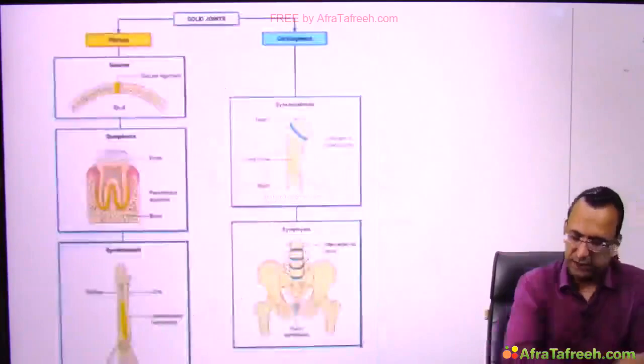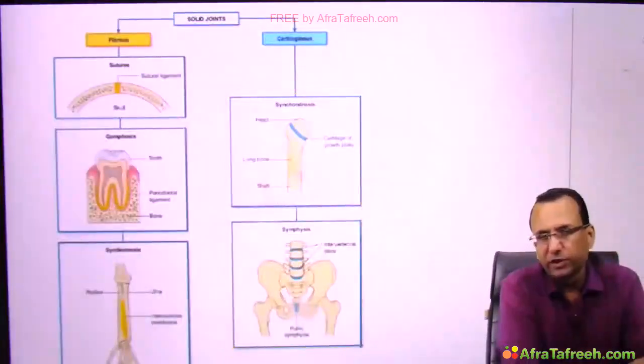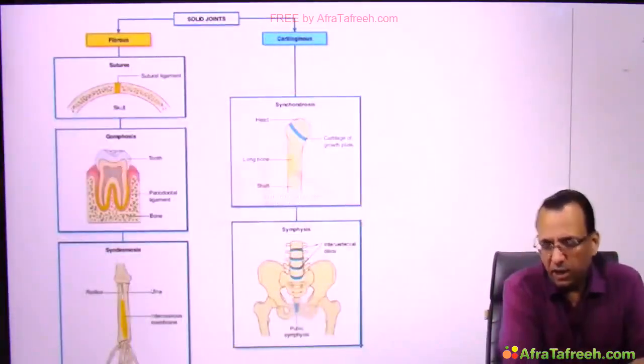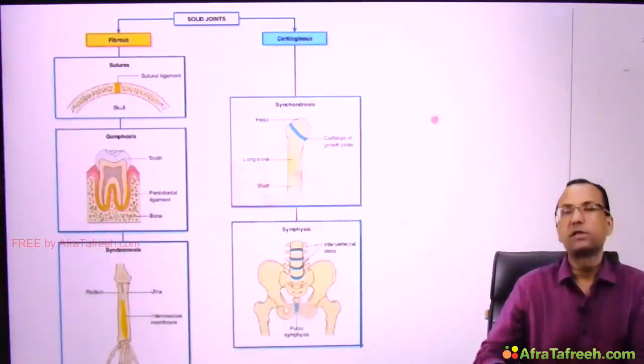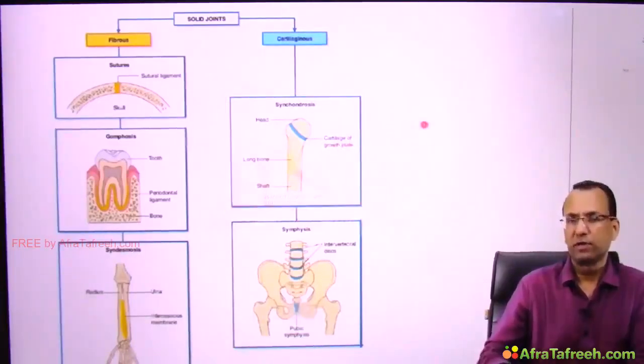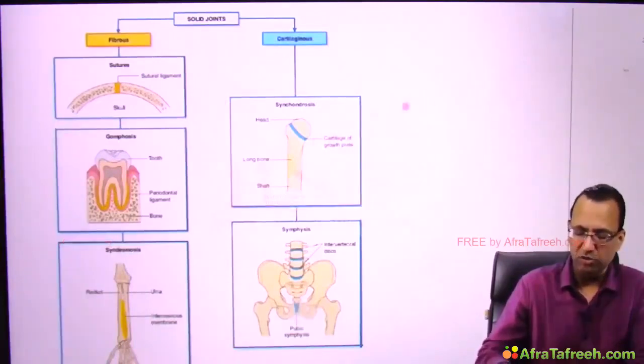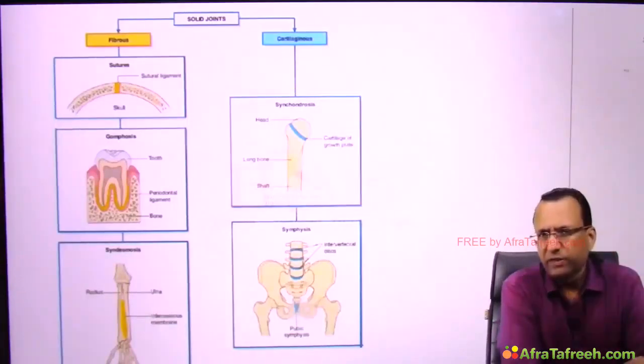And what about the cartilaginous variety? There are two types which we discussed, primary and secondary. Now, what about the primary? Primary is also called synchondrosis, if you remember. Chondro means cartilage, synchondrosis. Can you give the example of synchondrosis?